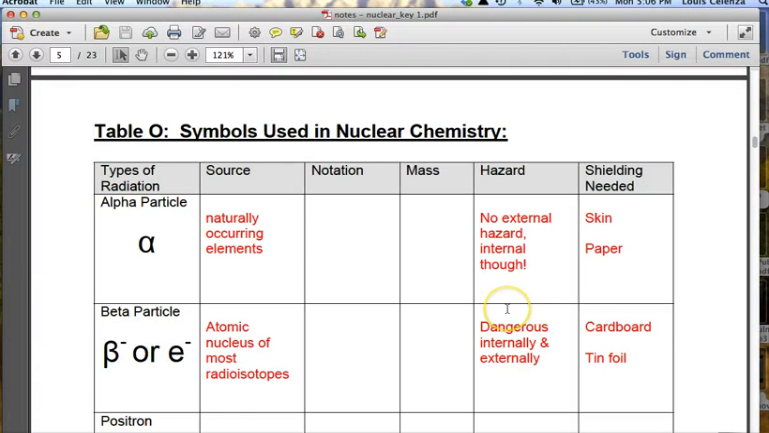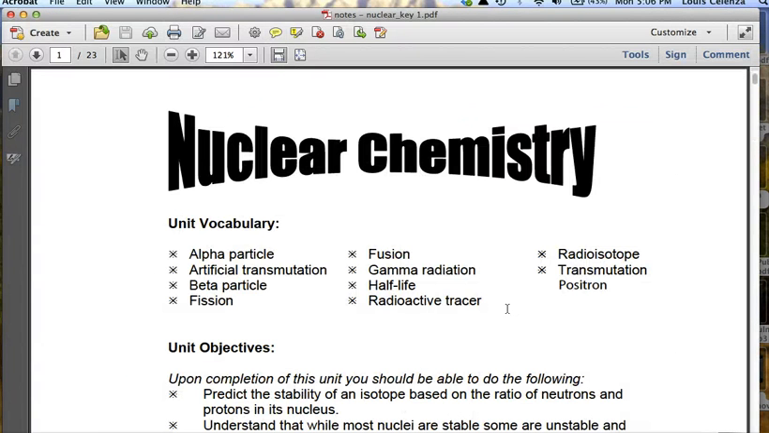Okay, so here we are with the final unit. Woo! This is Unit 12, and in this unit we're going to take a look at what's called nuclear chemistry.